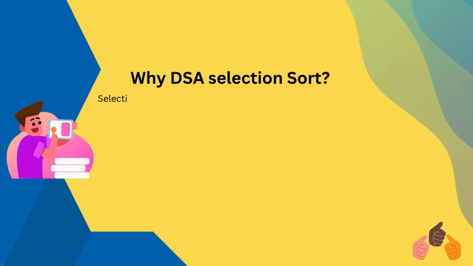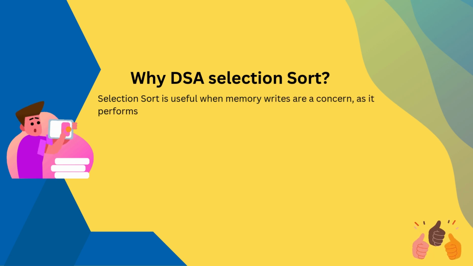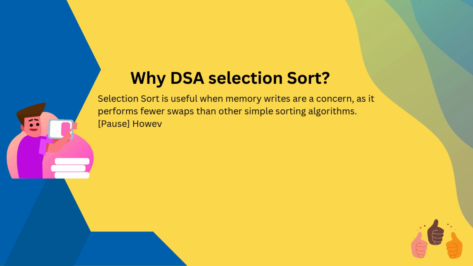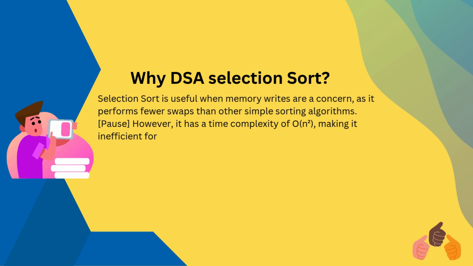Why selection sort? Selection sort is useful when memory writes are a concern, as it performs fewer swaps than other simple sorting algorithms. However, it has a time complexity of O(n squared), making it inefficient for large datasets.